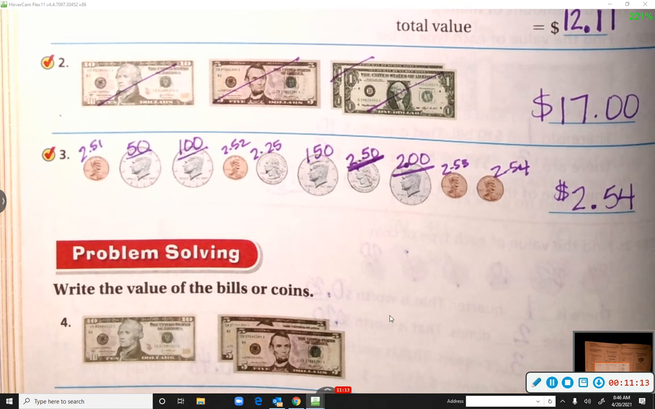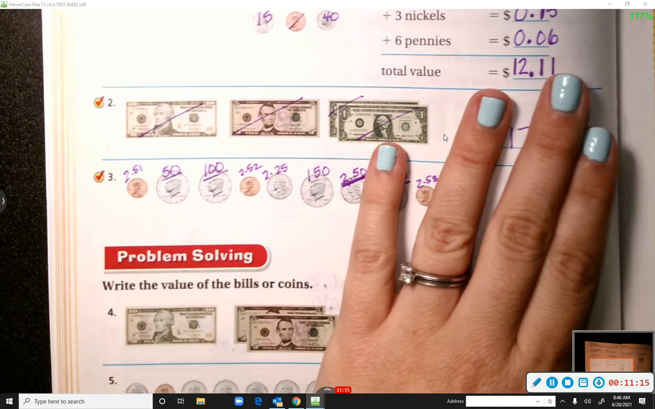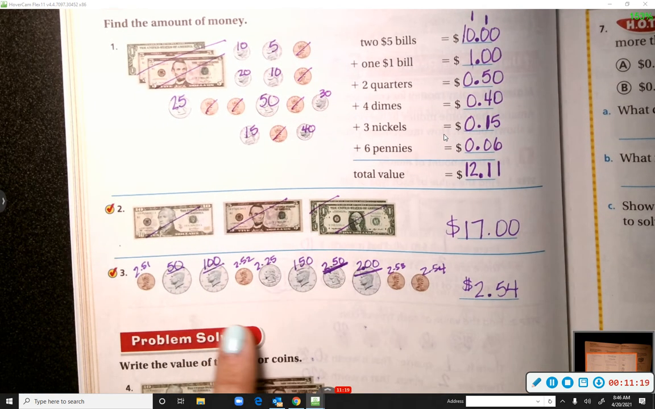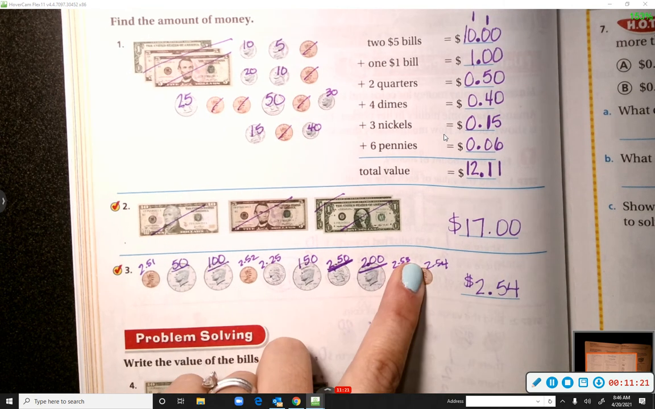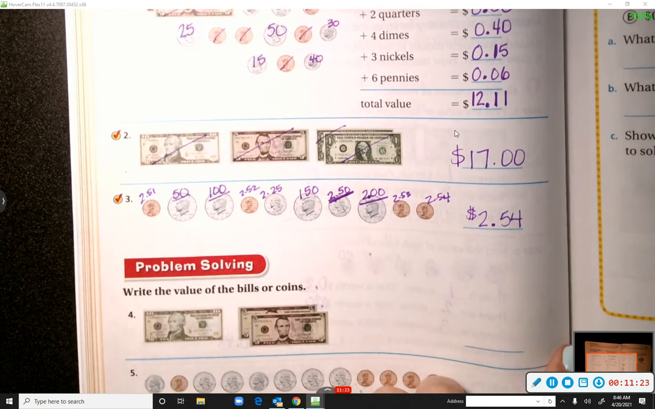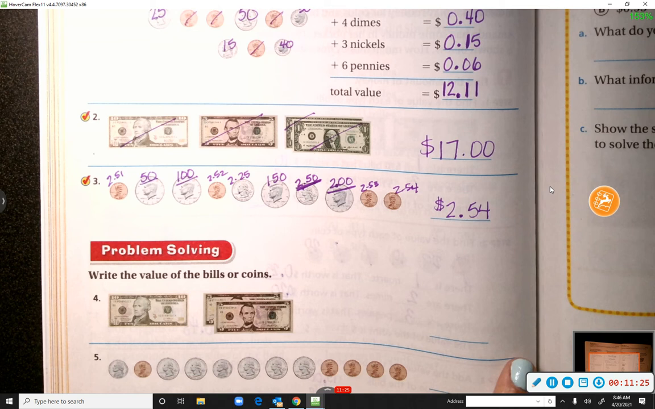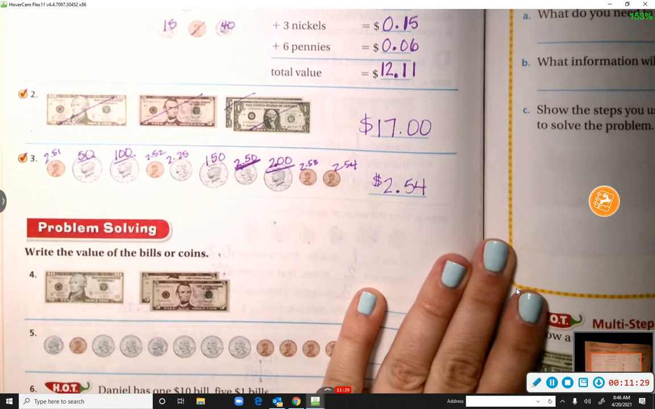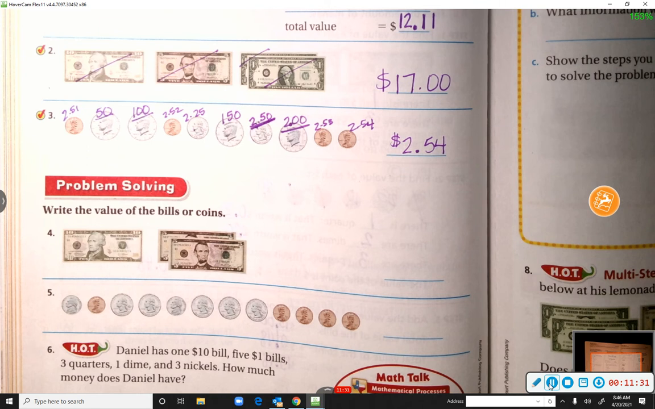Okay, so I need to see one of these strategies, like up here on number 1, where we write them and add them, or we skip count and write them. Okay. So for 4 and 5, I'm going to be walking around seeing what you're doing, making sure you're showing your strategies. So go ahead and work those two out.